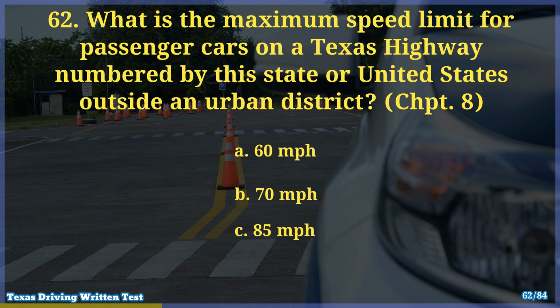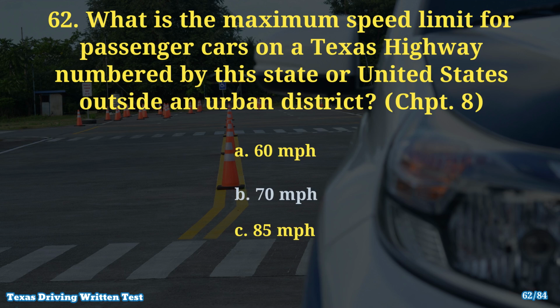62. What is the maximum speed limit for passenger cars on a Texas highway numbered by this state or United States outside an urban district? A. 60 miles per hour. B. 70 miles per hour. C. 85 miles per hour. Answer is B. 70 miles per hour.